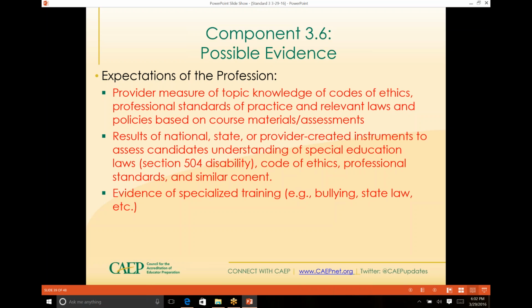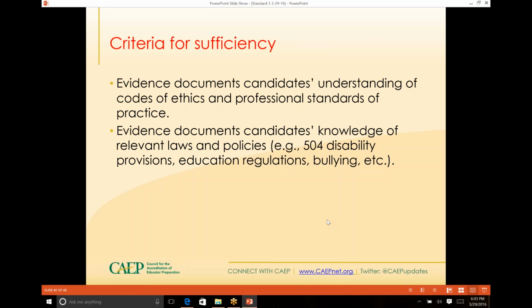Okay, and if you have evidence of specialized training, again, I know New York State pretty well. I know that they have, you must attend a workshop on anti-bullying. You must attend a workshop on harassment and sexual harassment. You must attend a workshop on in-school violence and preventing and intervening. And so these are examples of specialized training required of candidates prior to certification. So this also could be something to provide evidence of to meet component 3.6 on professional ethics and responsibilities.